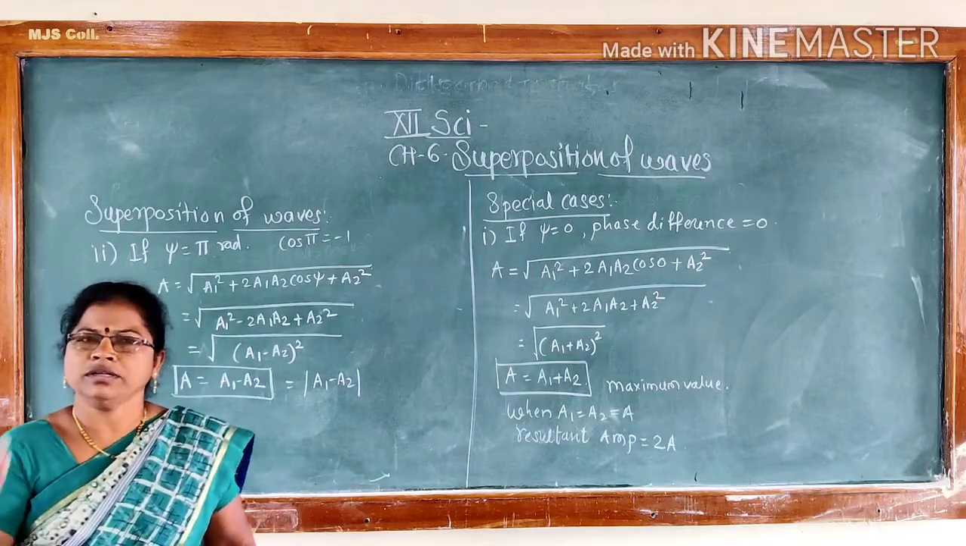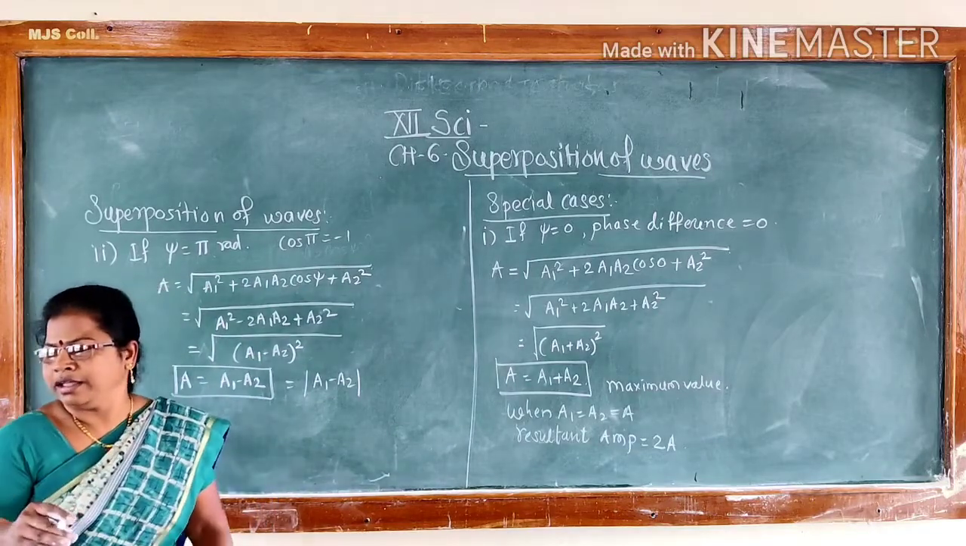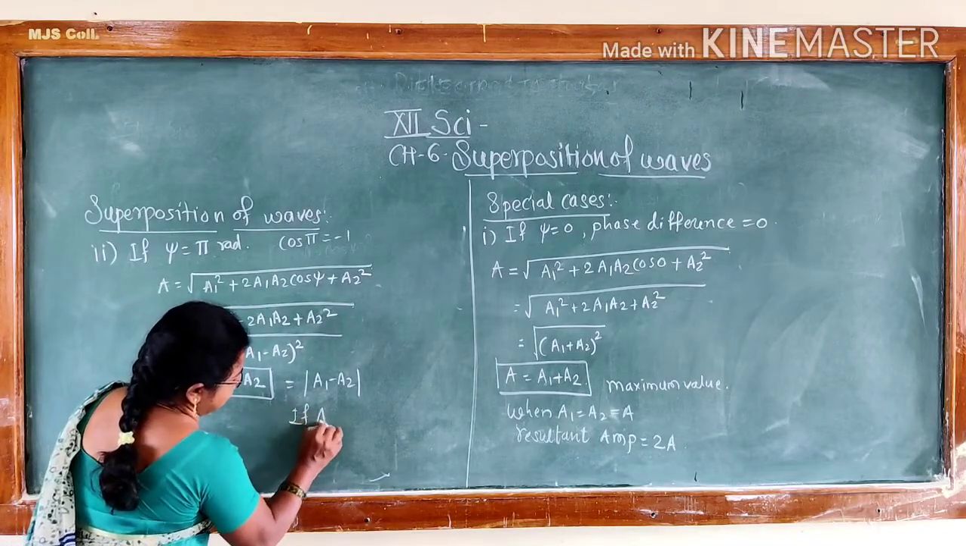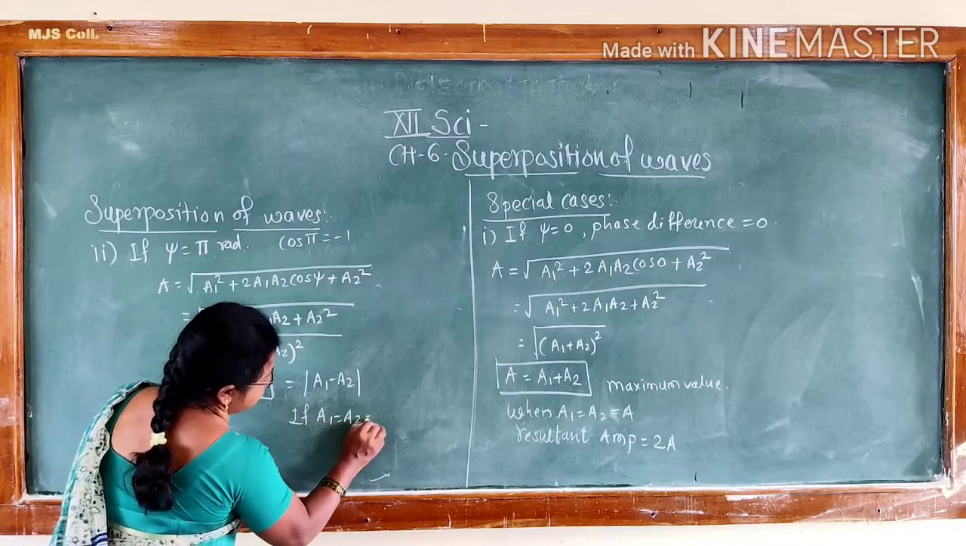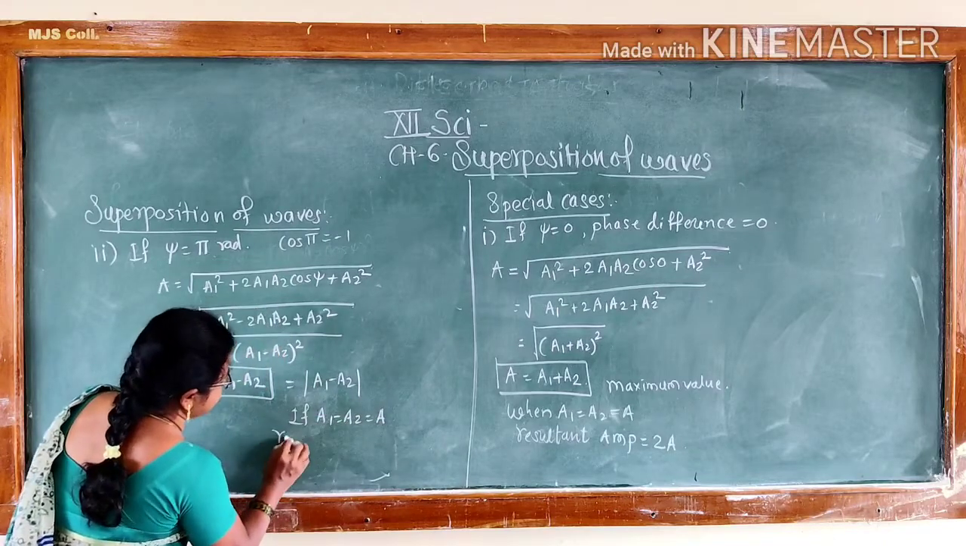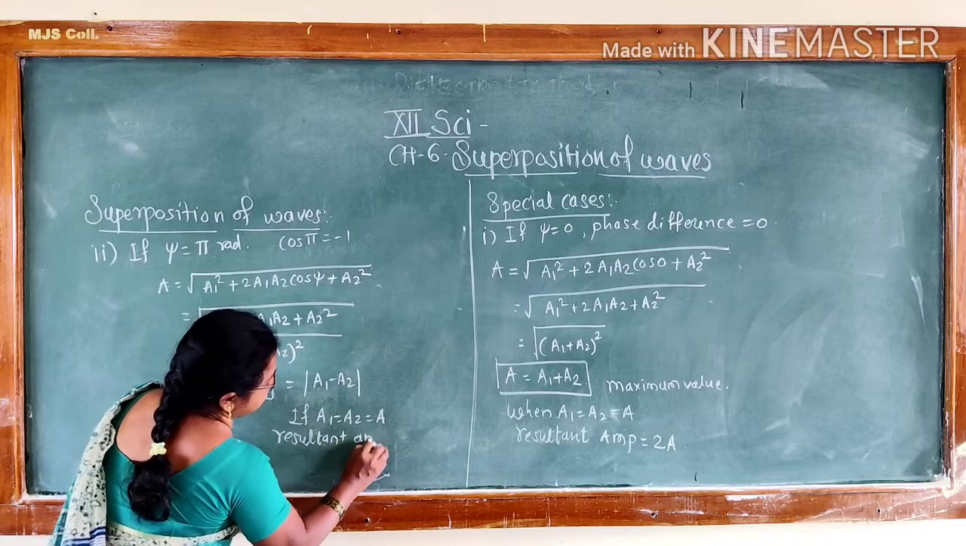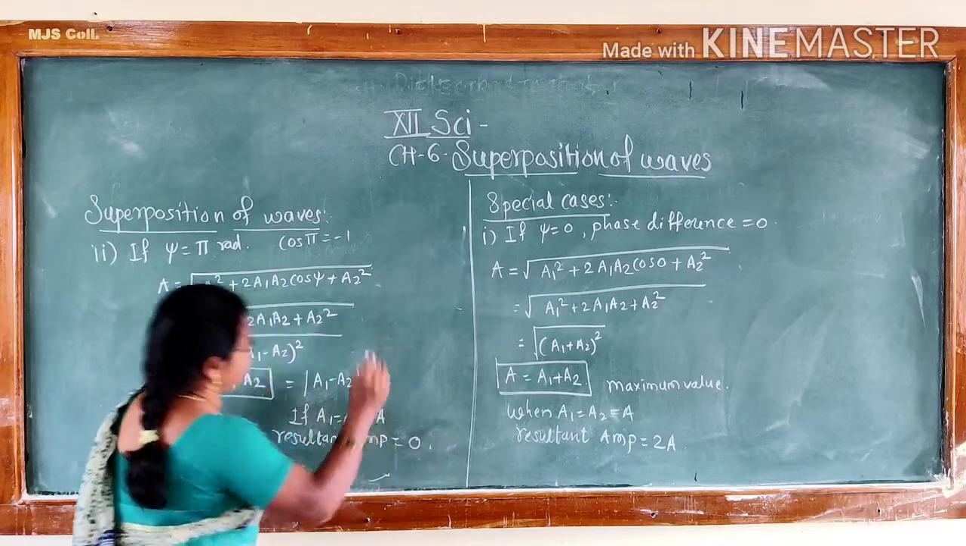Then when A1 is equal to A2 is equal to A, the resultant amplitude is equal to 0.